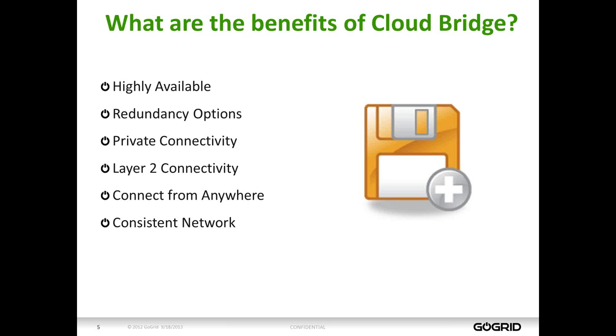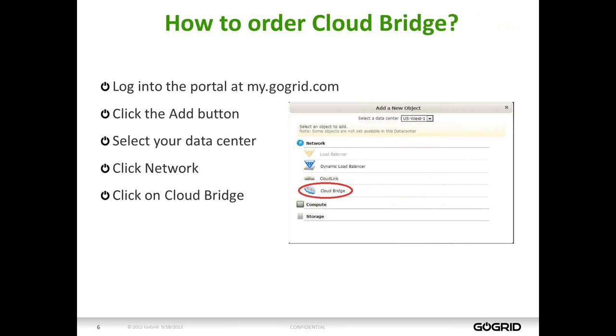Lastly, consistent network. Network latency over the internet can vary. Given that the internet is constantly changing how data gets from point to point, with GoGrid's Cloud Bridge, you use a dedicated private connection that provides a more consistent network experience over internet-based connections. Wow, that shares a lot of benefits and options, Josh. That's great. So next, let's go ahead and see how we order the Cloud Bridge.